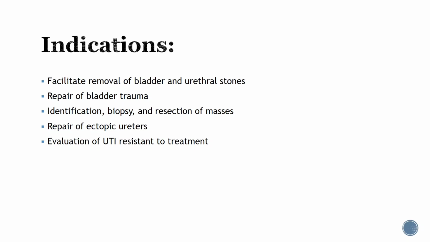Identification, biopsy, and resection of masses. Papillomas and leiomyomas are the most common benign tumors, while transitional cell carcinoma and squamous cell carcinoma are the most common malignant tumors. Repair of ectopic ureters, which are ureters that do not connect properly to the bladder and drain somewhere outside of the bladder. Next, evaluation of UTI resistant to treatment.